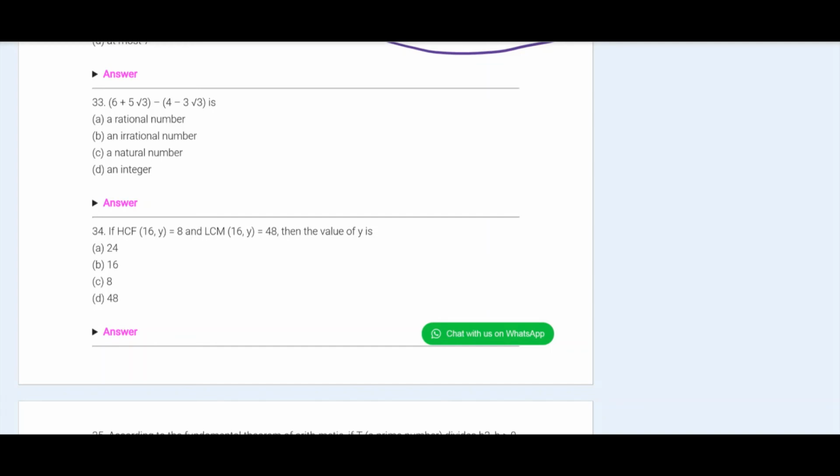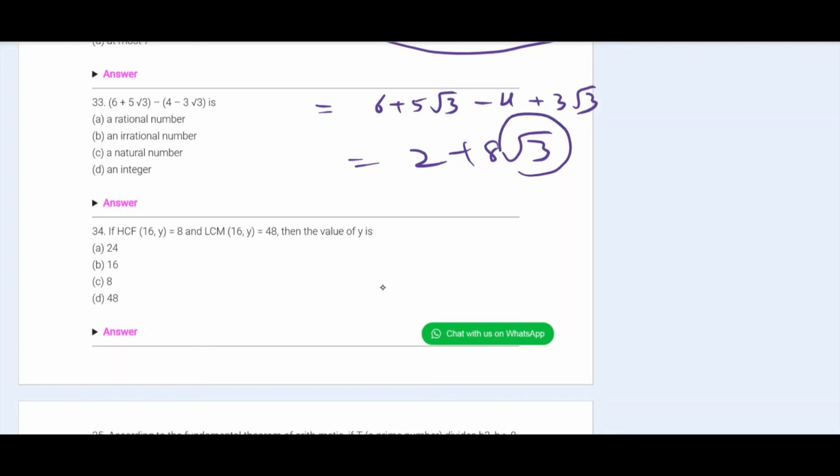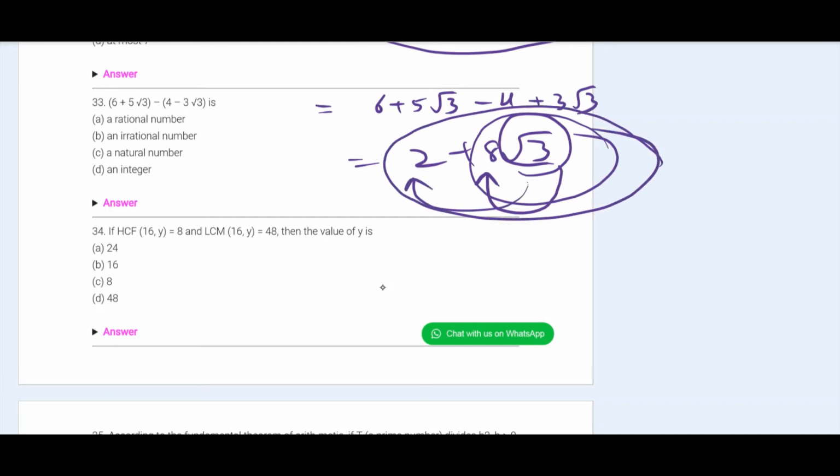Third one. 6 plus 5 root 3 minus of 4 minus 3 root 3 is. If you solve this, 6 plus 5 root 3 minus 4 plus 3 root 3. So this gives you 2 plus 8 root 3. Root 3 is an irrational number. When you multiply root 3 with a rational number, you'll get an irrational number. And if you add this to 2, overall you'll be getting again an irrational number. So option is B.